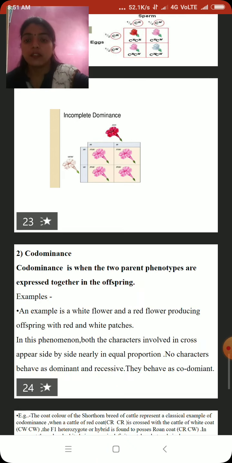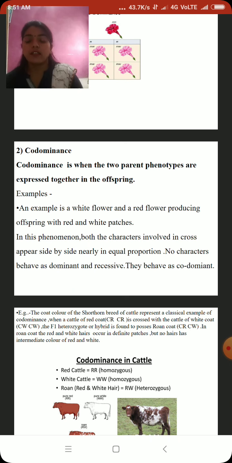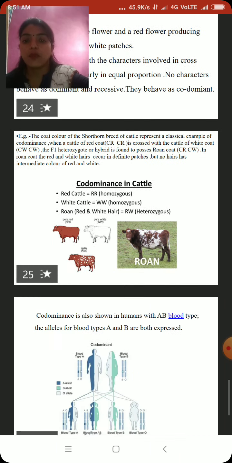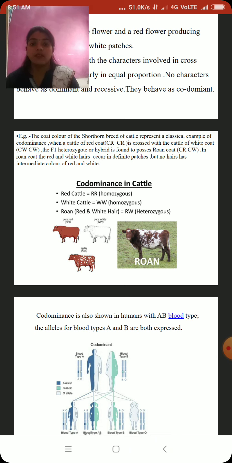The next deviation is codominance. Codominance is when both parents' phenotypes are expressed together in the offspring. Cattle are the best example of codominance. A red cattle is crossed with a white cattle. A red cattle here means a cattle with red and white hairs.